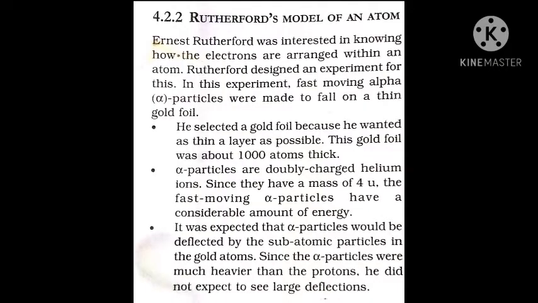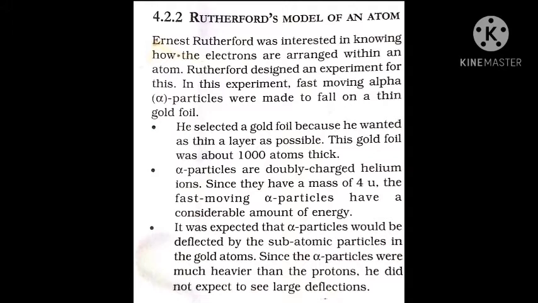Rutherford's model of an atom. Ernest Rutherford was interested in knowing how the electrons are arranged inside the atom. He designed an experiment for this. In this experiment, fast-moving alpha particles were made to fall on a thin gold foil. He selected a gold foil because he wanted as thin a layer as possible. This gold foil was about 1000 atoms thick.